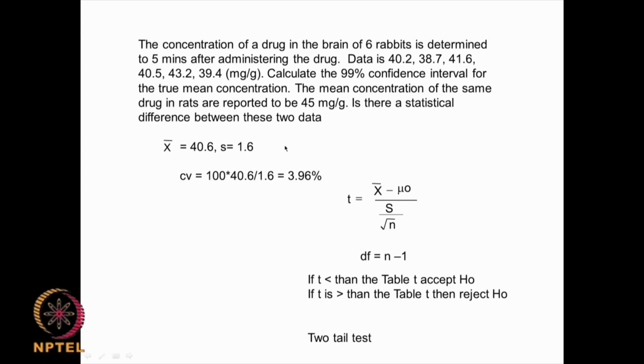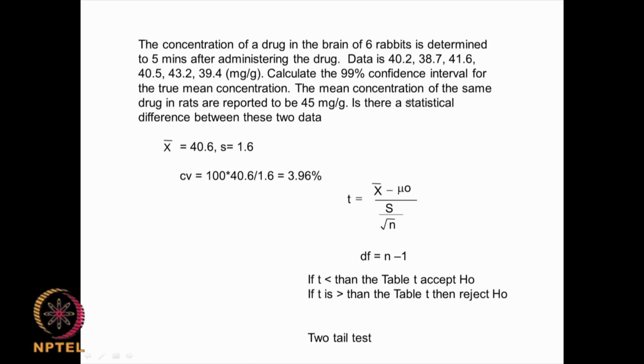Okay. So, let us look at this average. So, the average comes out to be 40.6 and S is equal to 1.6. Of course, we can calculate the CV also in this case, but mainly we are more interested in this. Okay. So, we take it as 40.6, we take this as 45, okay. Then you know the S, then divided by square root of 6, and then degrees of freedom is 5. If the calculated T is less than the table T, accept H naught, if T is greater than the table T, reject H naught.